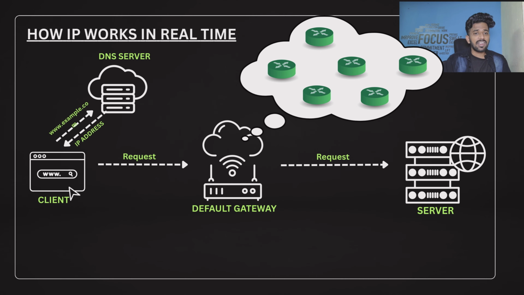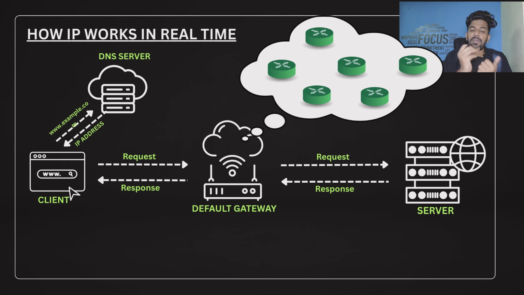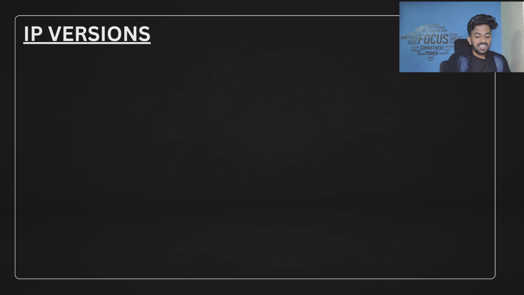So now the server responds with its own packet and the process repeats in the reverse direction until your computer receives the data and displays the web page, since you are trying to access the web page. So this is how IP works in real time. Okay. So now let's see another topic, that is IP versions and IP classes.